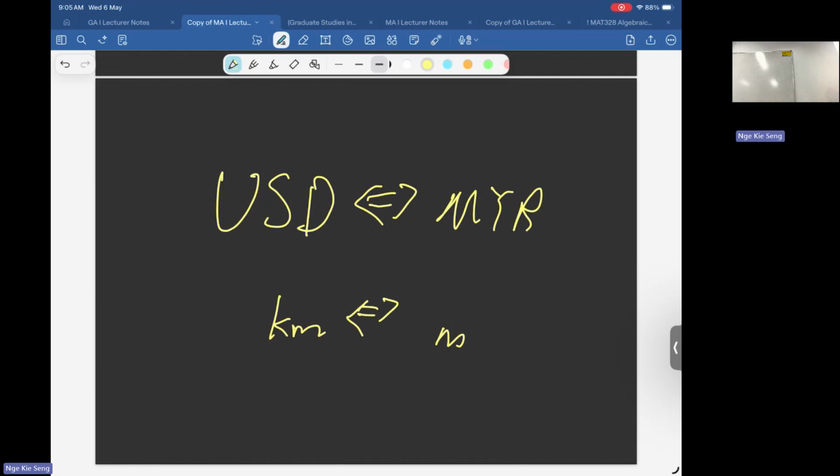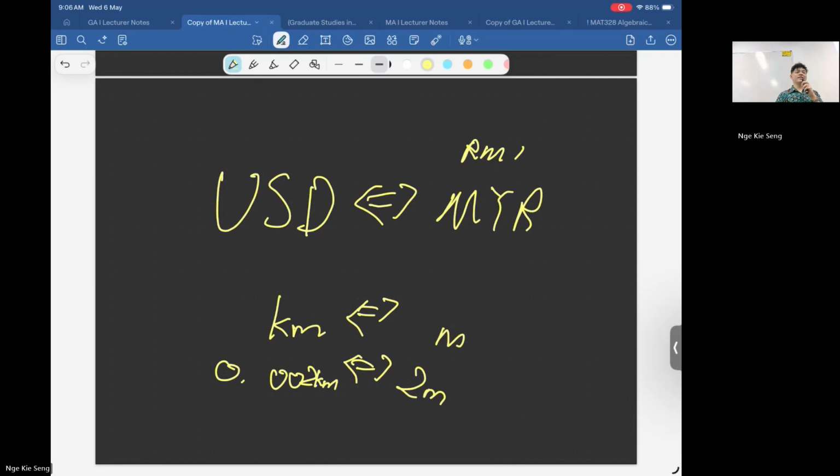For example, if I say I run 2 meter, it's actually equivalent to that I run how many km? Ah, don't tell me you don't know. 0.002 kilometer. But then, if you take 1 ringgit and go to the US and use it, you have to do currency exchange. You need to go to a center to change your money before you can use it. Otherwise, they won't accept.